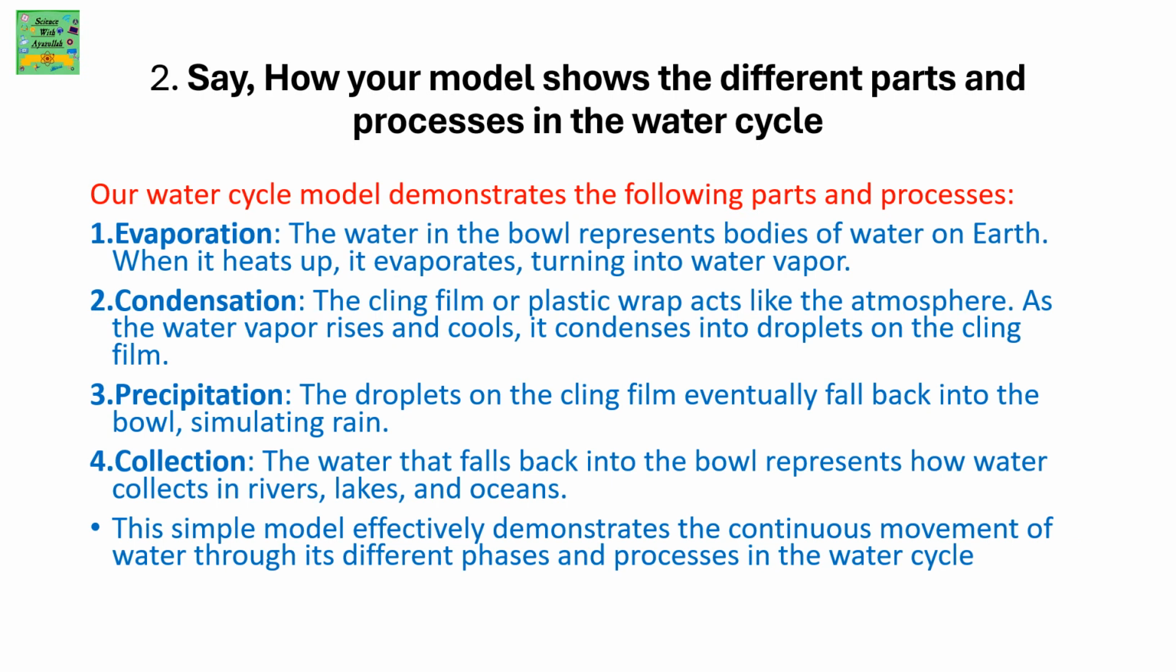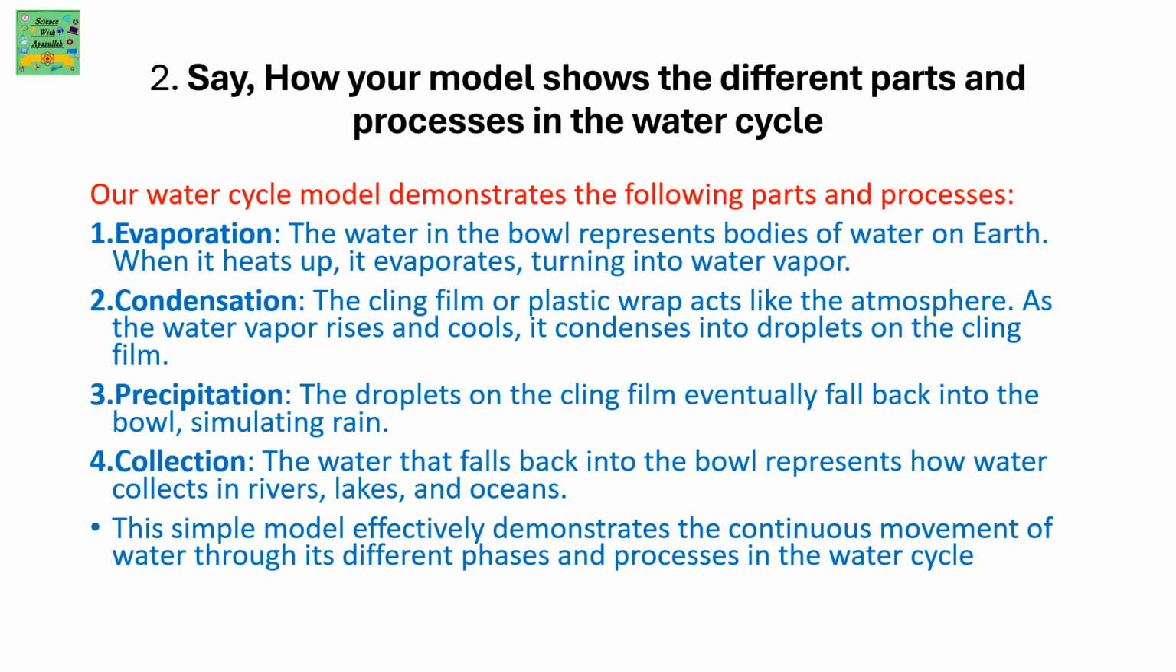See how your model shows the different parts and processes in the water cycle. Our water cycle model demonstrates the following parts and processes. Evaporation: the water in the bowl represents the water bodies present on the earth, for example, lakes, rivers, oceans, or seas. When this water heats up, it evaporates, turning into water vapor.